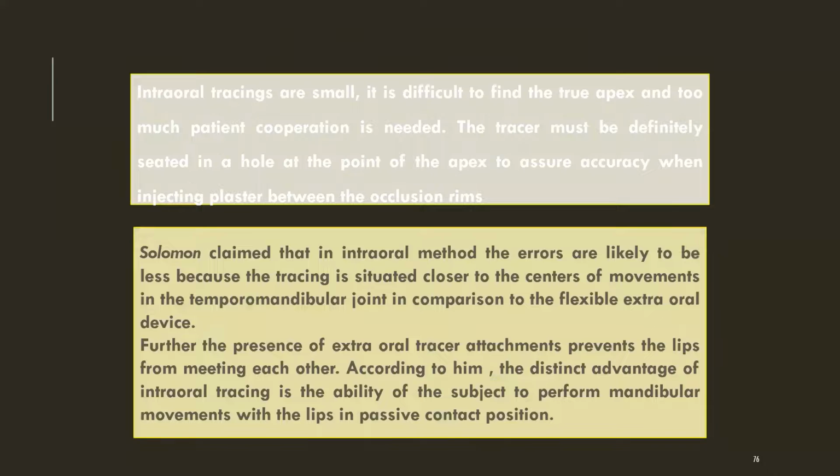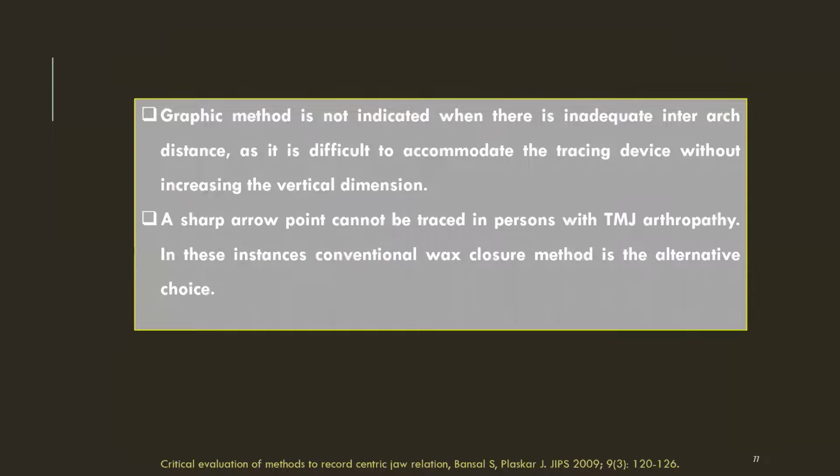So, Solomon also claimed that in the intraoral method, the errors are likely to be less because the tracing is located closer to the center of rotation of the TMJ, as compared to the extraoral tracer. However, the presence of an extraoral tracer attachment prevents the lips from meeting each other, and according to him, the distinct advantage of intraoral tracing is the ability of the subject to perform mandibular movements with lips in passive contact.